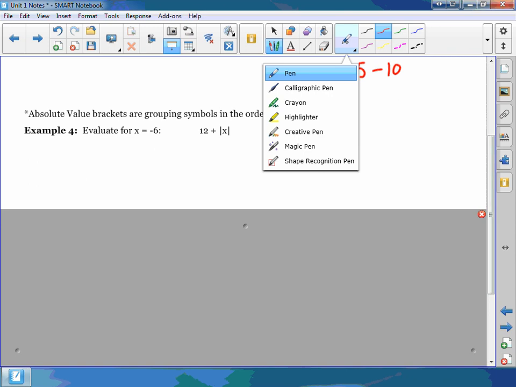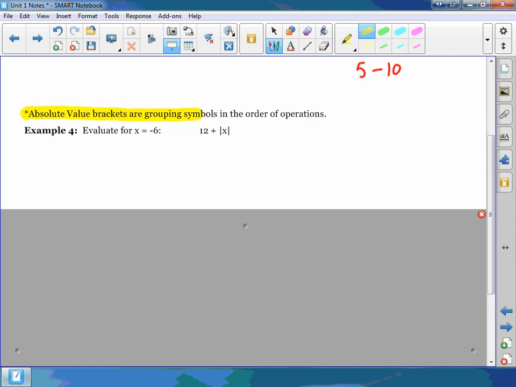Highlight this part here, even though I put a little star next to it. We treat absolute values like grouping symbols, like parentheses. So if the expression has absolute value symbols, then we're going to do those first. So in example 4, when it says to evaluate for x equals -6, as we've done before, simply replace the variable with its value, rewrite like I've done there.